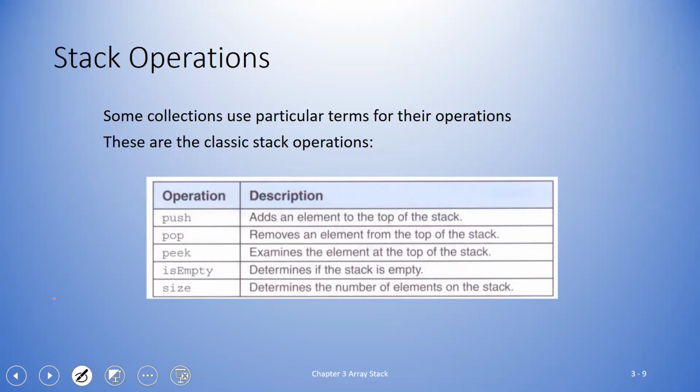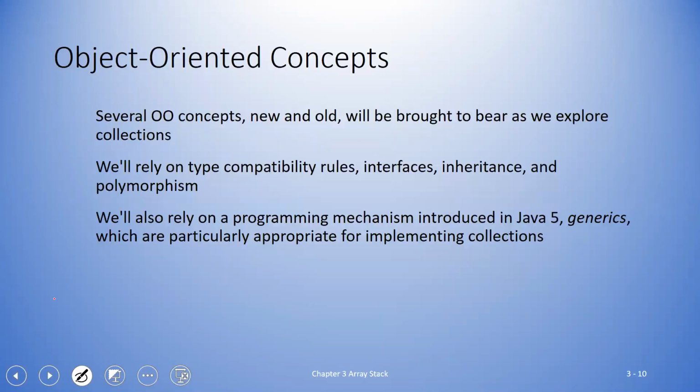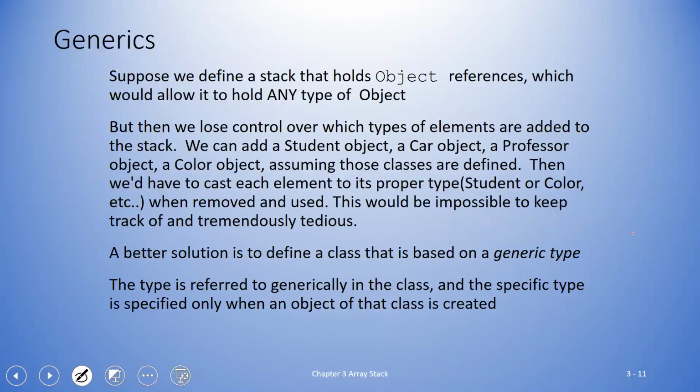You don't remove it. So the difference between pop and peek: pop is take it off, peek is to look at it and keep it there. isEmpty means if the stack is empty, and size gives you the number of elements on the stack. So you can review this, and we talked about this, but now we will talk about generics. Let's talk about generics. So generics, what does that mean?